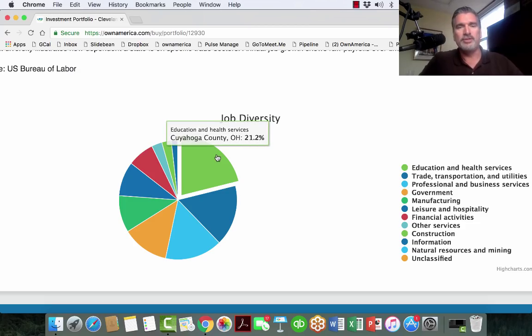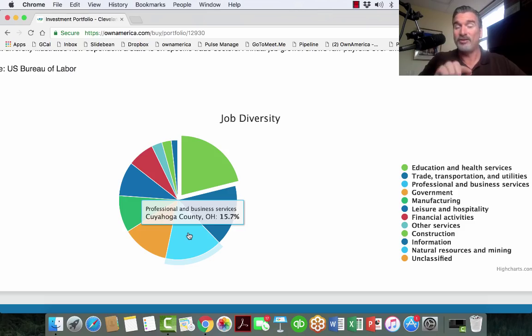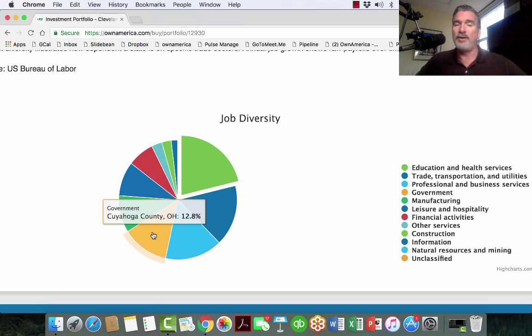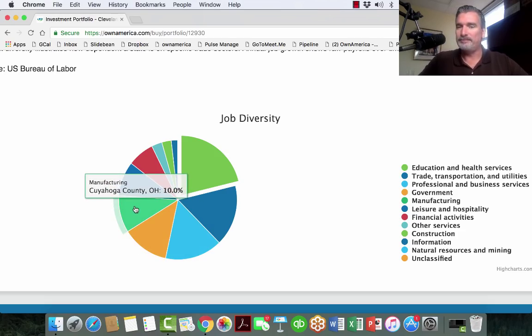Let's take a look. Number one job category is education and health services. Number two, trade, transport, and utilities. Number three, professional and business services. That's a good one to be number three. Government, number four. That's a good one to be number four. The further down government is and the further up business is, the better the health of a city's economy is going to be. Whenever you see business and professional ahead of government, it's a good thing. Manufacturing is all the way down at 10%. So if manufacturing did erode in the future, you're less likely to see a repeat of history in Cleveland because it has detached itself from dependence on manufacturing.